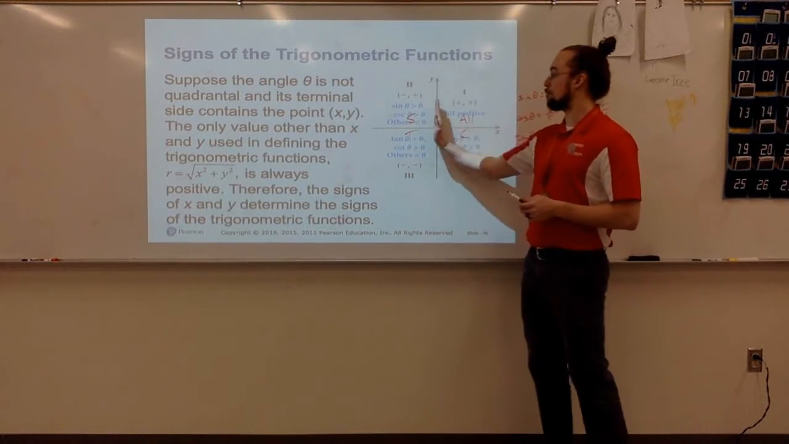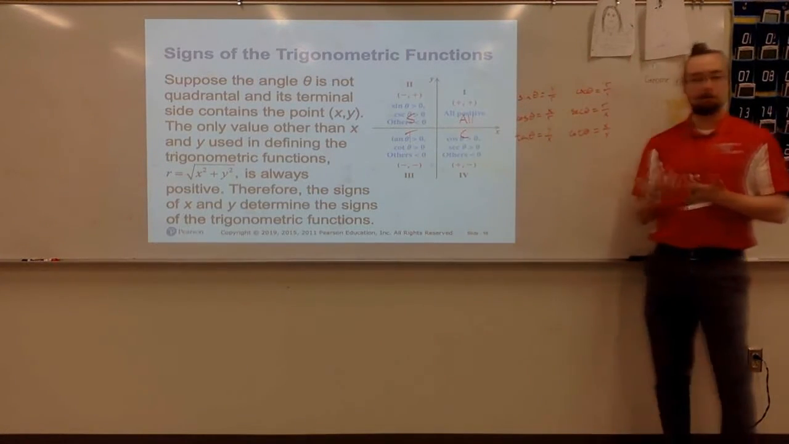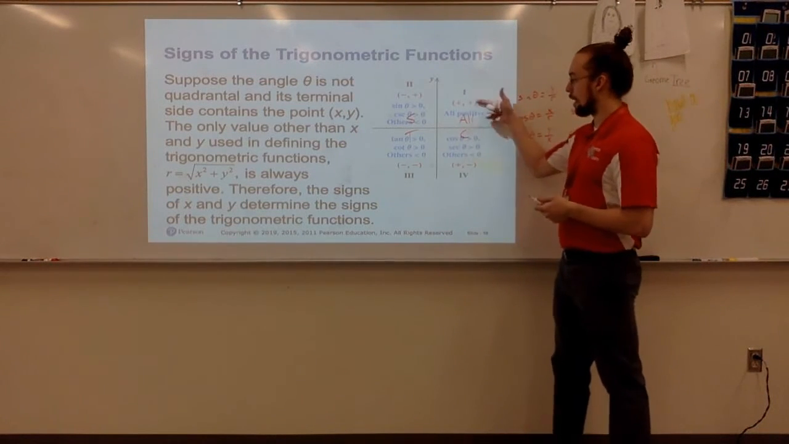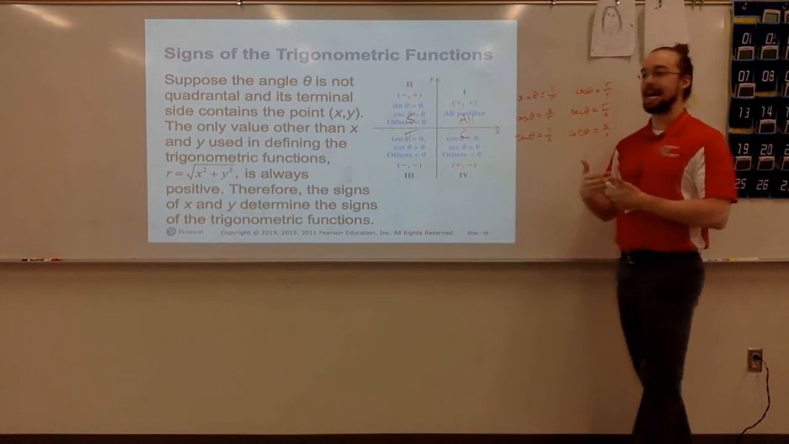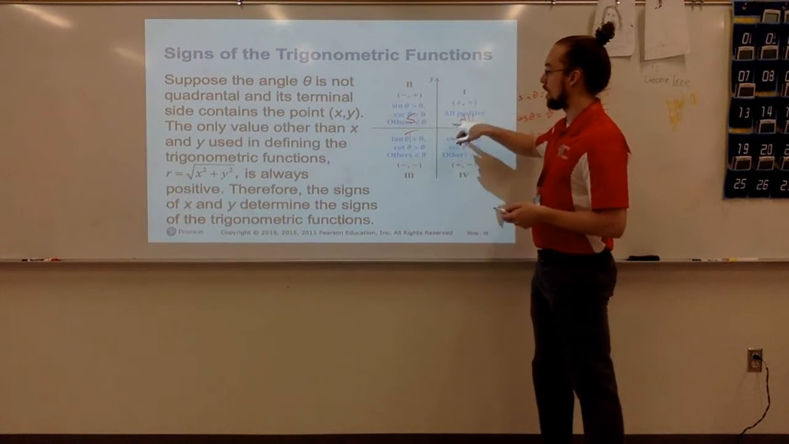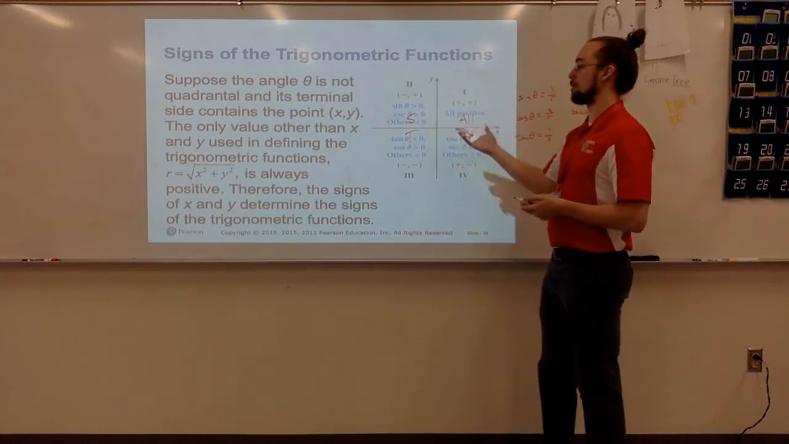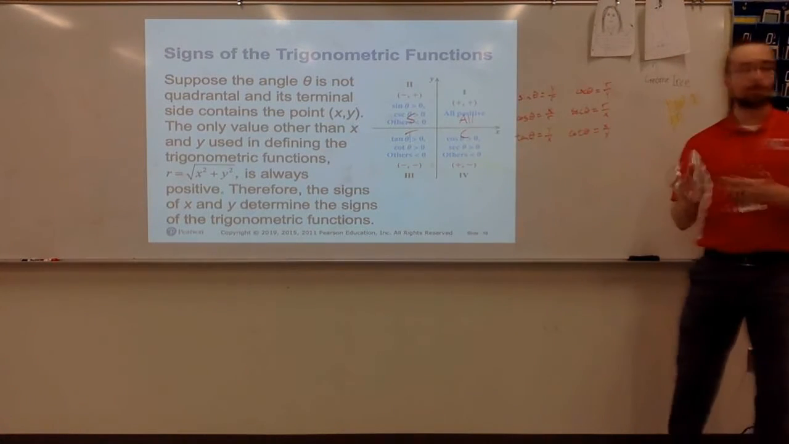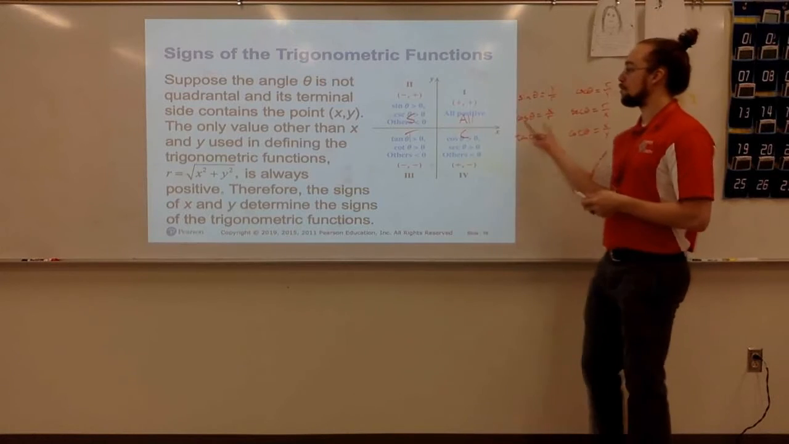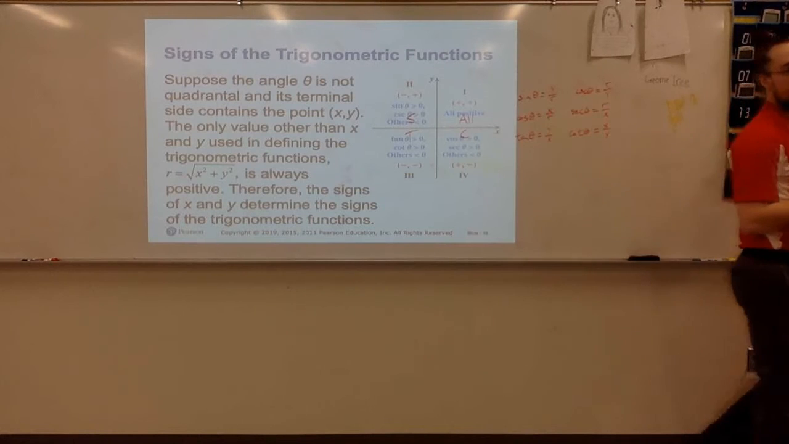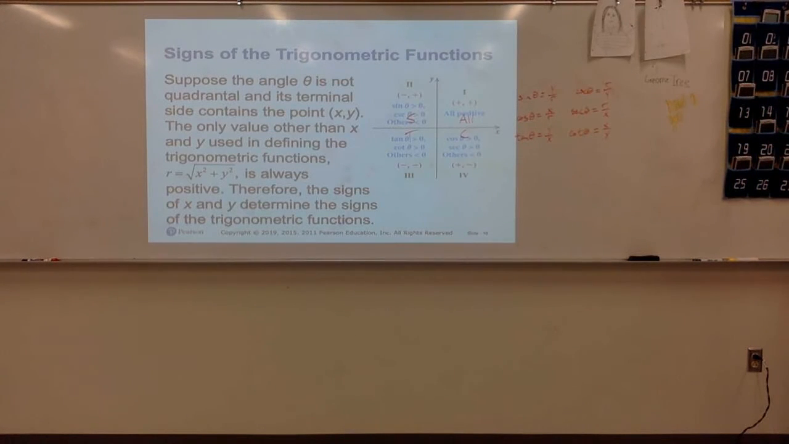Okay? We should move towards just being able to look at the graph, though, and recognize that cosine is the x value. So cosine is going to be positive in these two quadrants, because that's where the x value is positive. Sine is the y value, so sine is going to be positive in these two quadrants, because that's where y is positive. And then tangent is the quotient of those two. So tangent will be positive when they're both positive, and it'll also be positive when they're both negative. Okay. Questions on that idea?